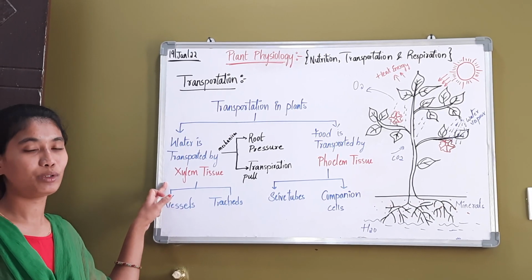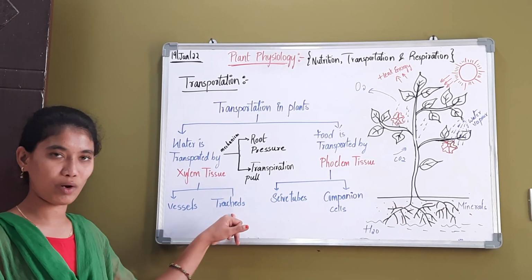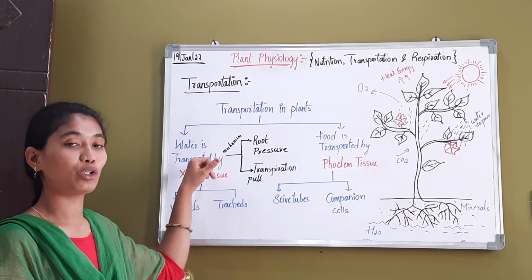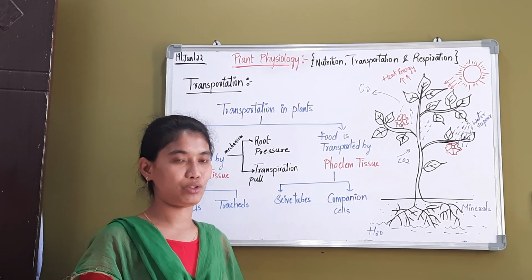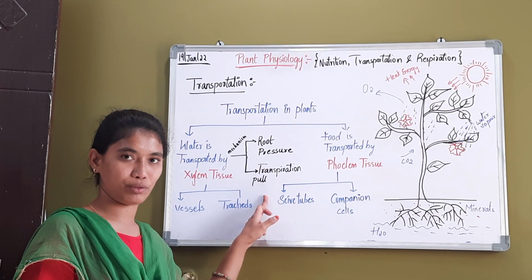In xylem tissue, there are two types of cells. One is vessels, another one is tracheids. So, there are two ways of water transportation. One is root pressure, another one is transpiration pull.